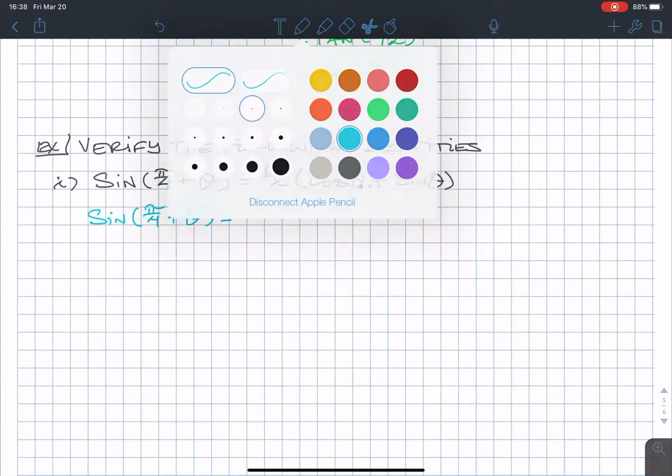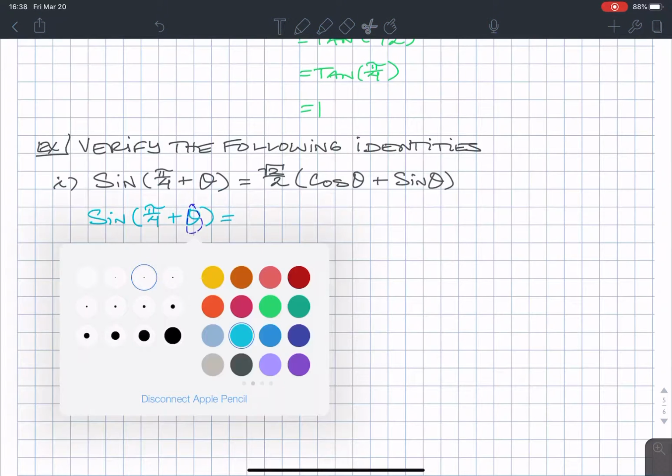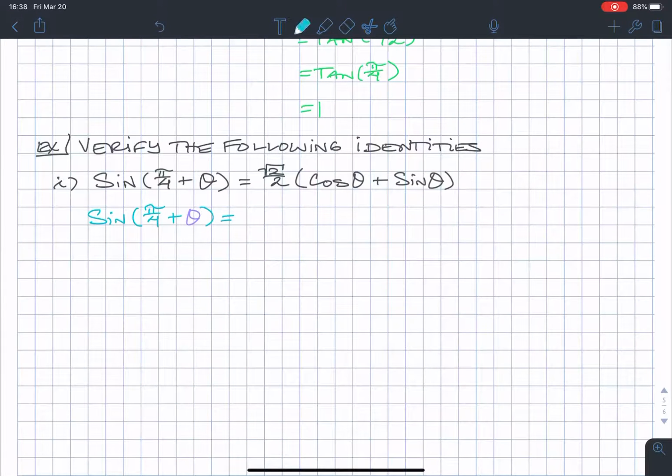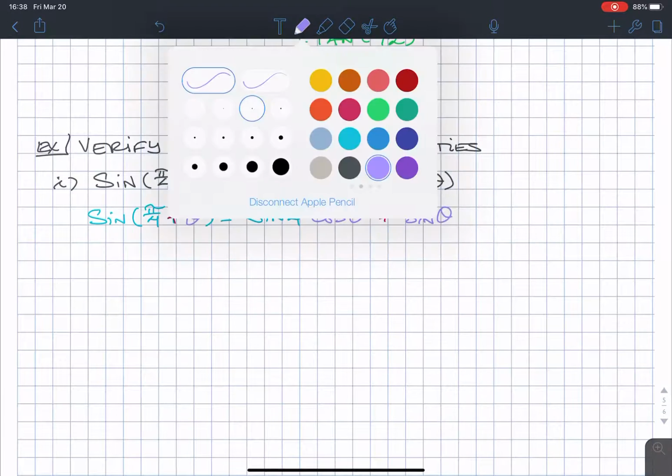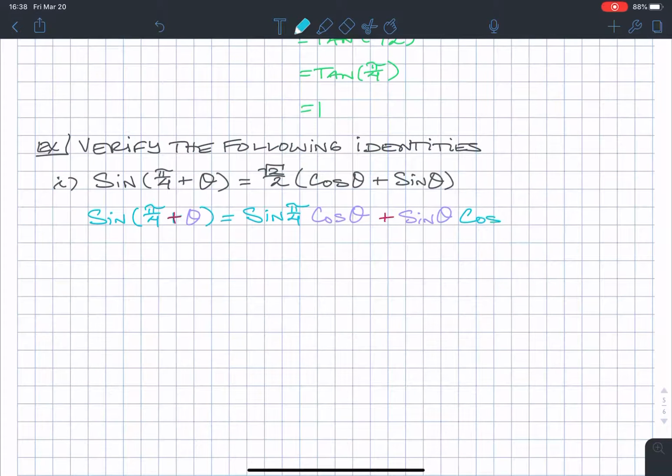So once again, we always start with the more difficult looking side, and in this case, I'm going to start on the left. Now, why is that more difficult than the right? Well, because it's sine of a sum. So let me actually color code that second angle. We know that sine shares each term with cosine. So it's sine of the first angle times cosine of the second angle. And then the sign is the same. So this will be plus sine of the second angle, which I should do in purple. So sine of theta times cosine of the first, which is pi over 4.